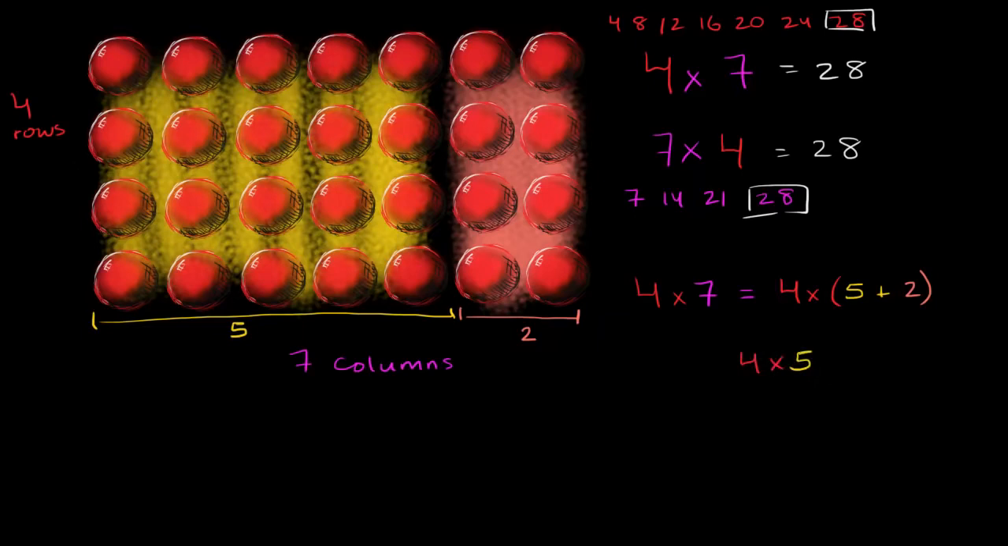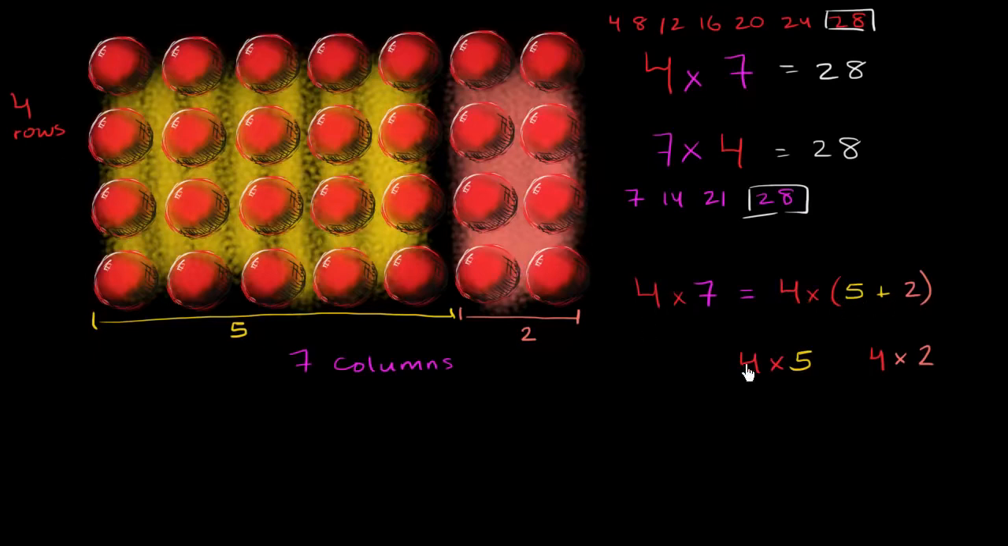And how many in this orangish looking thing? Well, there's going to be 4 times 2. And if we take the sum of the 4 times 5 and the 4 times 2, what are we going to get? Well, we're going to get 4 times 7. We're going to get 4 times the quantity 5 plus 2.